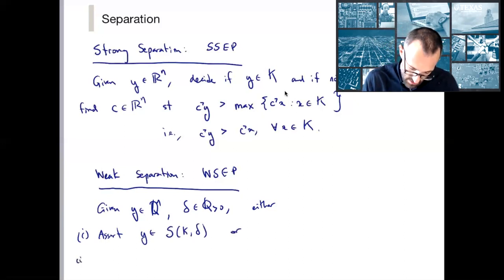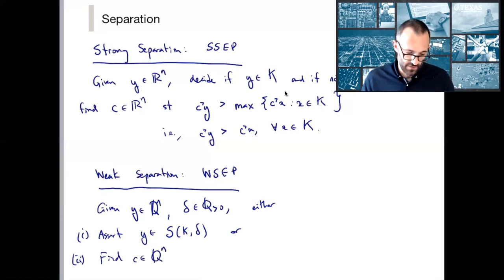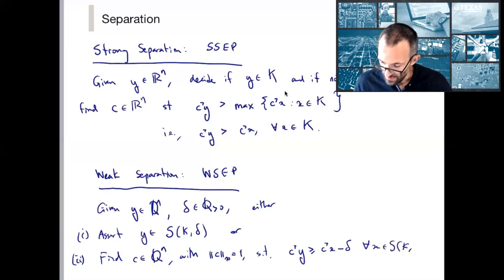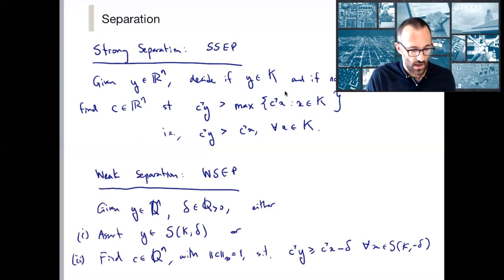produce a hyperplane. Find a C, a rational vector, and we can normalize C here, such that C transpose Y is greater than or equal to C transpose X minus delta for every X in the deep interior of K. In other words, find a C that defines an almost separating hyperplane.